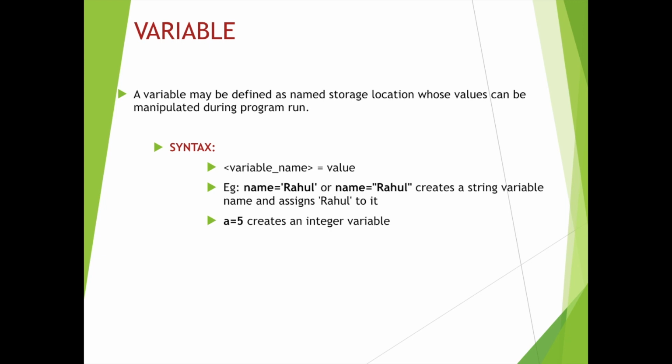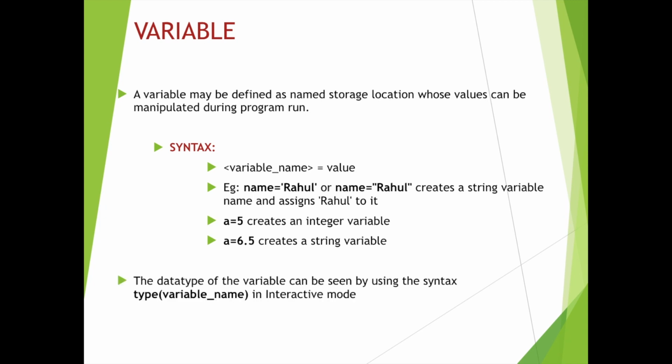If I want to create an integer variable, I can write a = 5. If I write a = 6.5, it will create a floating point variable. And how can we see the data type of a variable? The data type of a variable can be seen by the type function. If I write the type function and within that include the variable name, then I can see the data type of the variable.